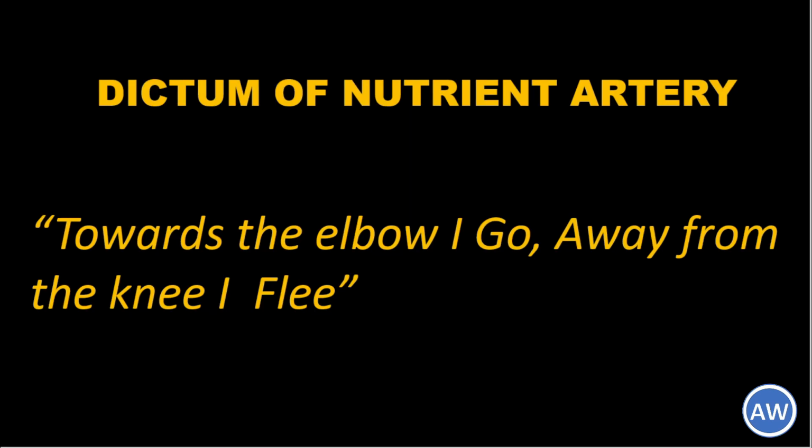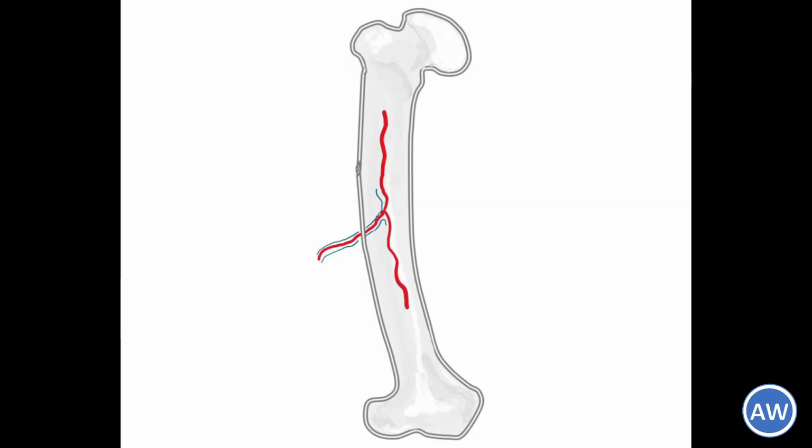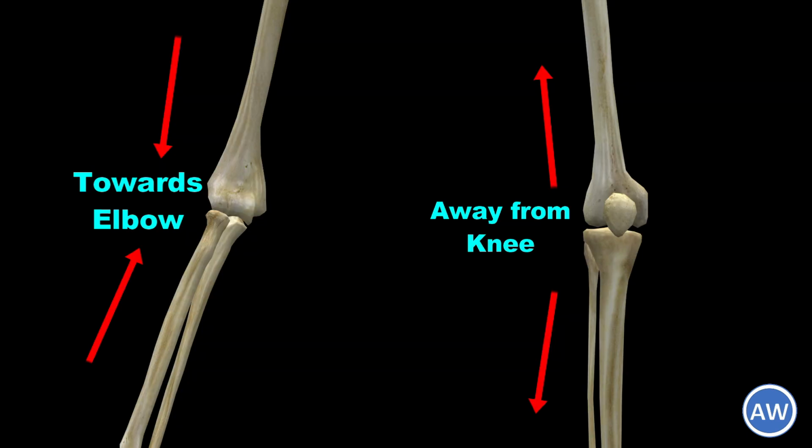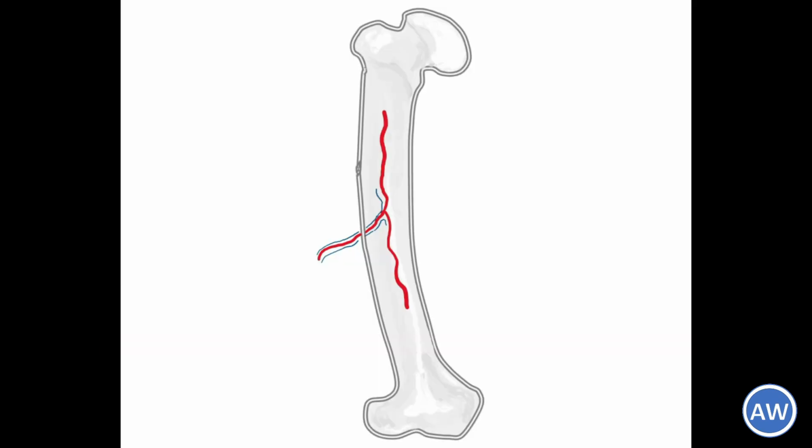One important dictum over here, which the nutrient artery says, is that towards the elbow I go, away from the knee I flee, which means that the nutrient artery runs obliquely, and while doing so, it goes towards the elbow joint and away from the knee joint. Now, opposite to the direction of the nutrient artery is the growing end of the bone. Let us try to understand it better.